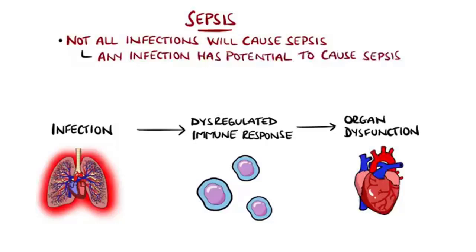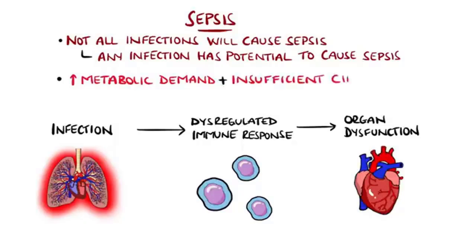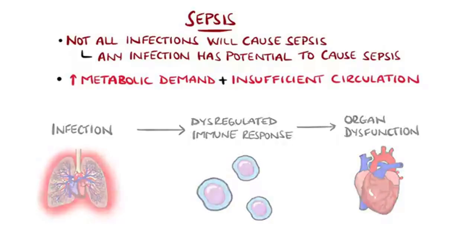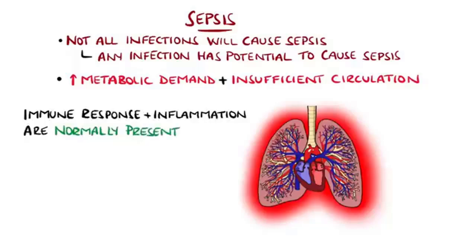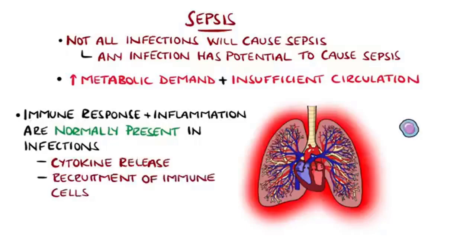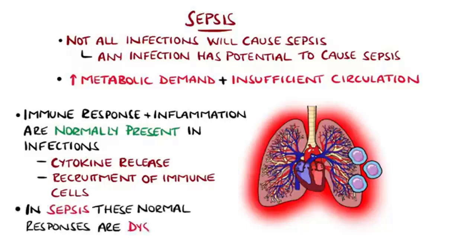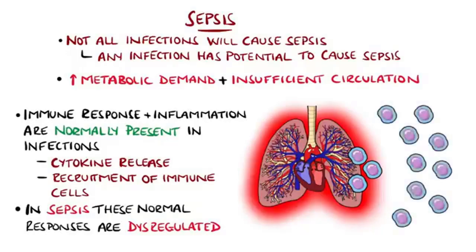In general, the organ dysfunction from sepsis results from increased metabolic demands combined with insufficient circulation. This means increased demand and a reduction in supply. It's normal for an inflammatory response to be generated towards an infection, but this tends to be localized. It includes the innate response, release of cytokines, and recruitment of inflammatory cells like neutrophils and macrophages. In sepsis, however, this response is dysregulated, which doesn't necessarily mean excessive, but it is enough to impair normal functioning of the body.